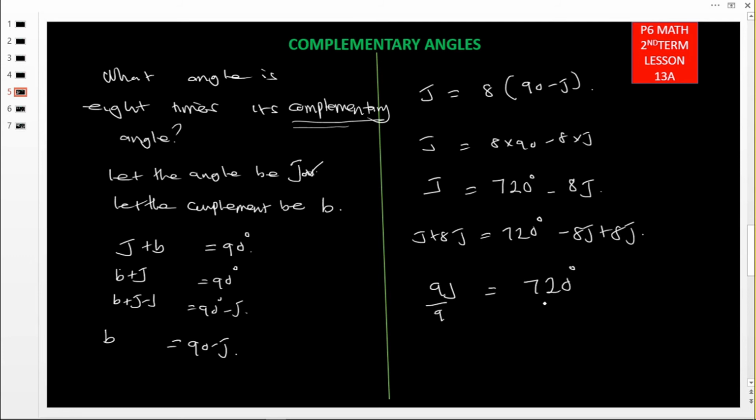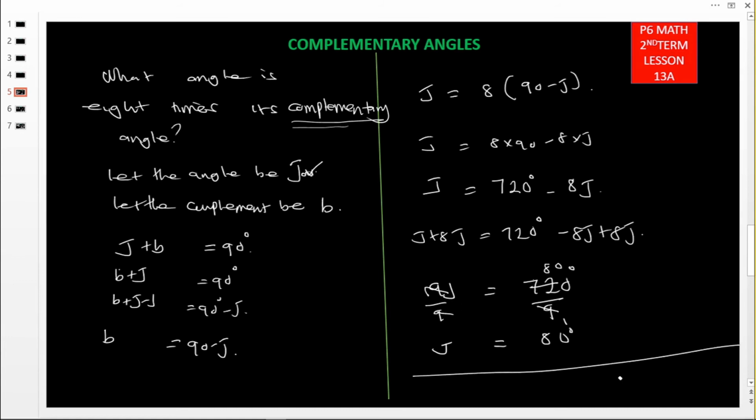We divide by 9. So J is equal to 720 divided by 9. How many 9s are in 72? There are going to be 8 nines. So J is going to be 80 degrees. So the angle is 80 degrees. Then the complement is going to be 10 degrees. So 10 times 8, we get 80 degrees.